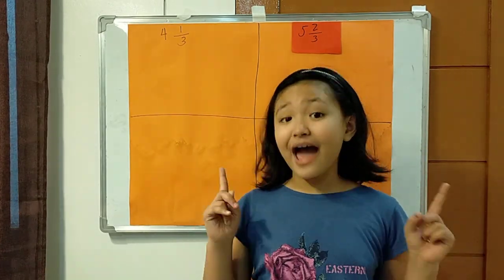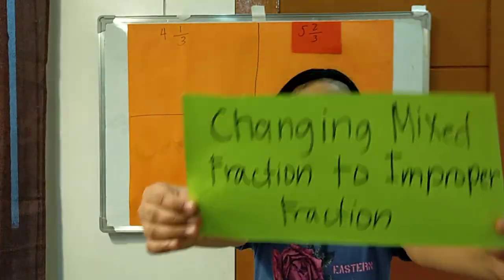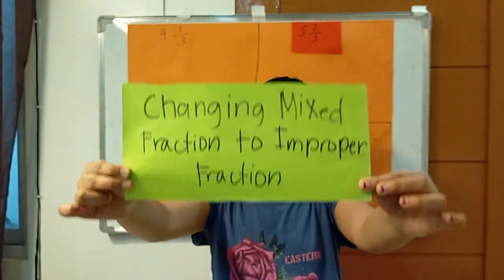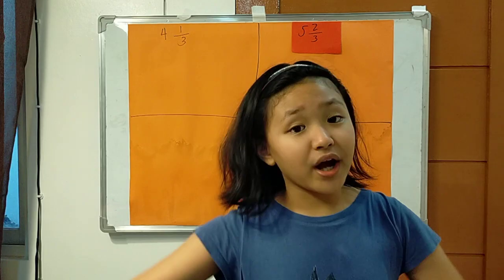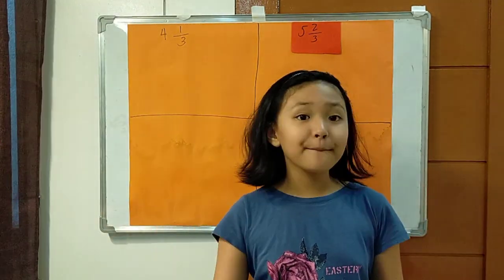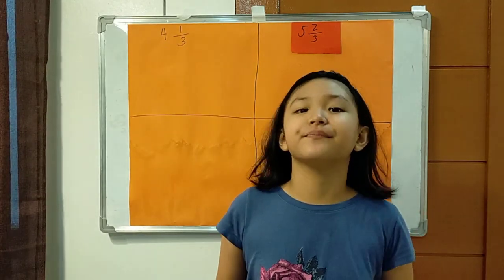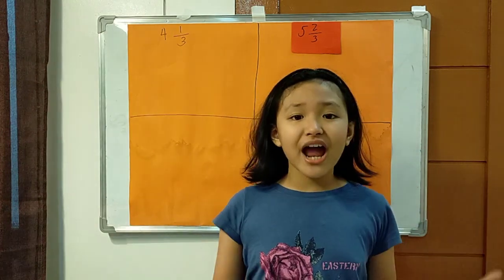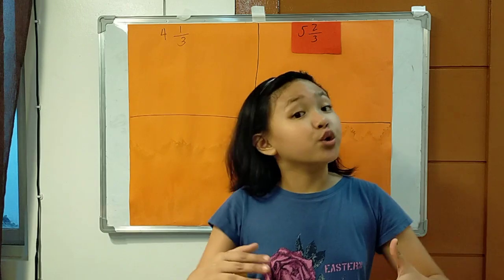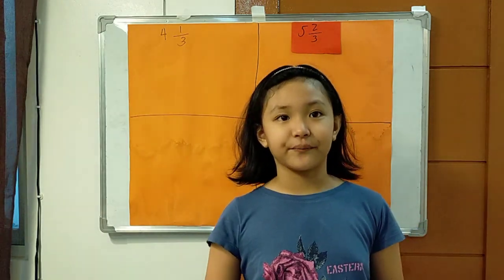Hello everyone! For my math subject in my homeschooling, my lesson is about changing mixed fractions to improper fractions. So what is a mixed fraction? A mixed fraction is a combination of a whole number and a fraction. What is an improper fraction? An improper fraction is a fraction whose numerator is greater than the denominator.